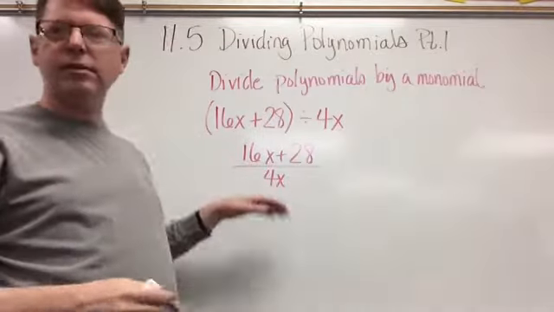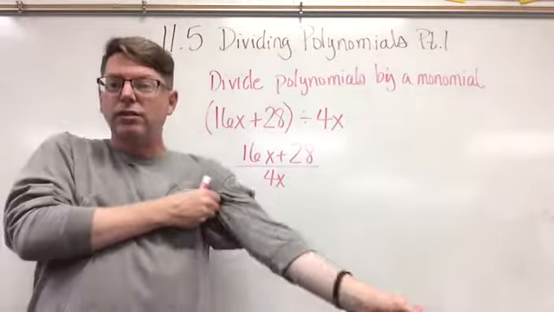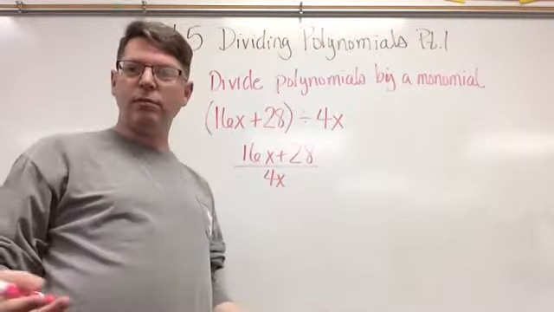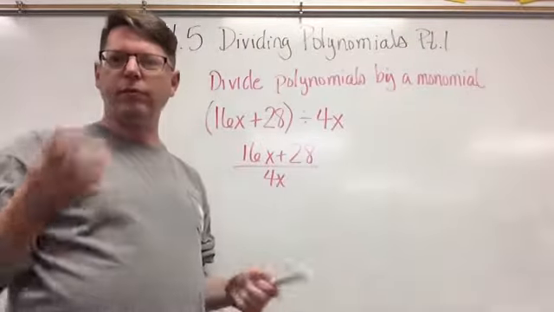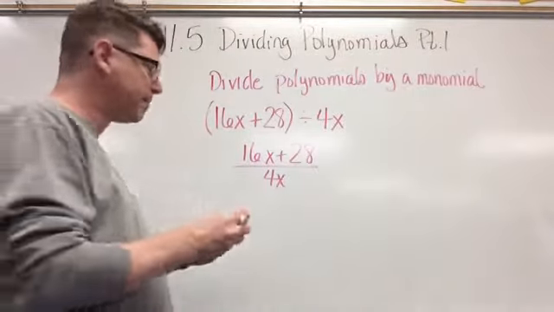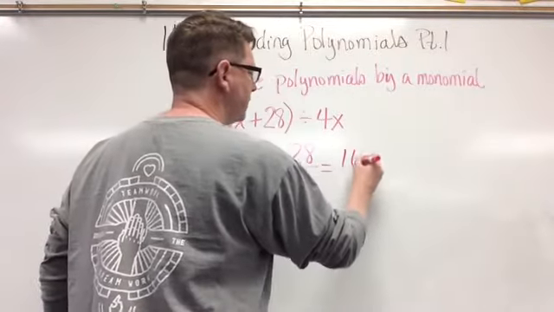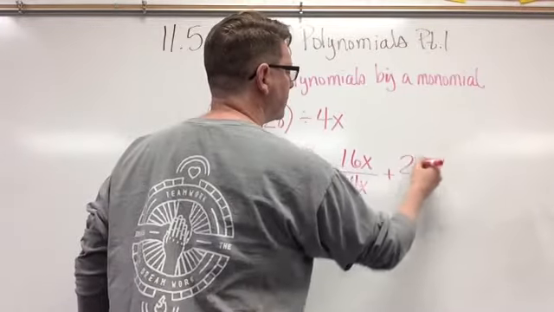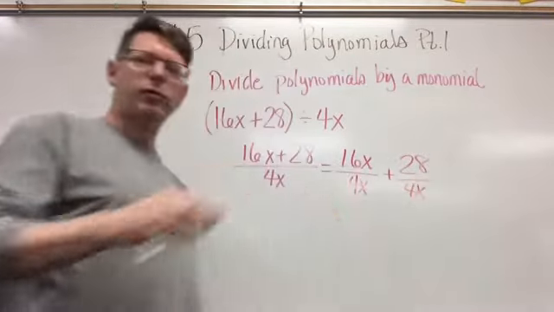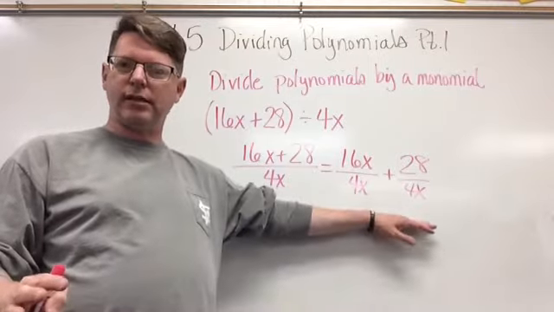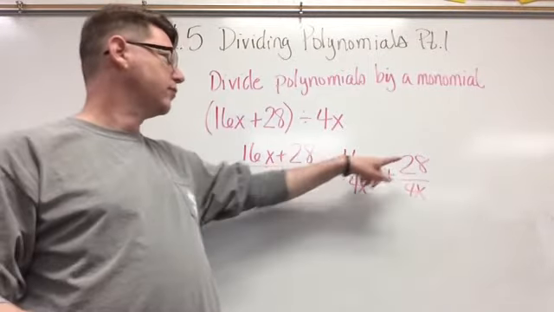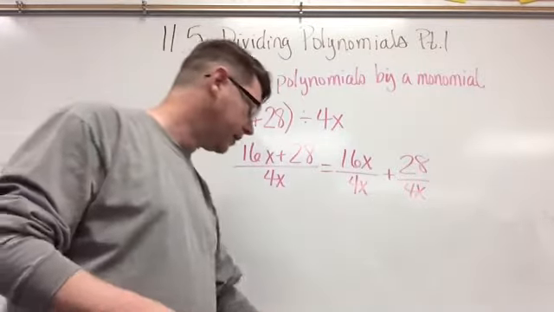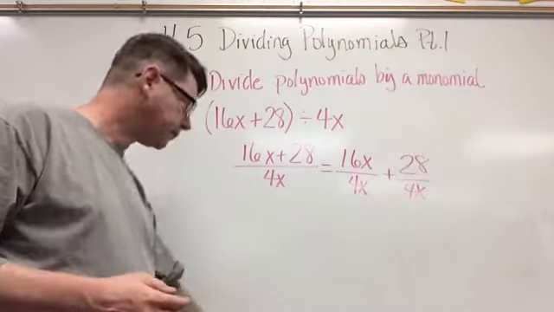Then I'm going to take this fraction and divide it into two fractions. Because I have two terms, it'll be two fractions. If I had three terms and it was a trinomial, then I would have three fractions. You'll remember from adding and subtracting fractions days, this equals 16x over 4x plus 28 over 4x, because when we add fractions, the denominator stays the same. So now I have 16x over 4x plus 28 over 4x. I'm going to use a different color to show you how this works.